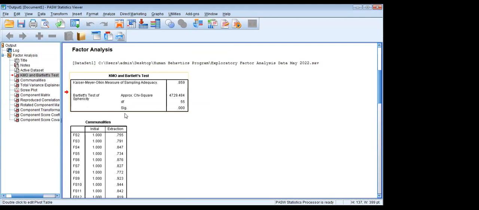Next, Bartlett's test of sphericity. See, the significance is 0.000. I told you, what is a null hypothesis? Can anyone unmute and say what the null hypothesis is for factor analysis? No variability, sir. No significant variability. That is the null hypothesis. Now, what is the p-value here? Can you tell me? The p-value is less than 0.05. It means it is significant, sir.